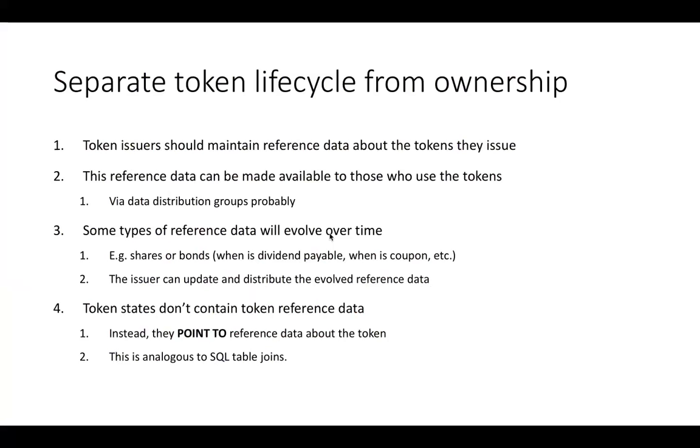So let's say we have a token type representing equity in a company, and that company then declares a dividend, pushes out that update to the token type via a data distribution group to everybody on the network. Then everybody that holds that token will be notified that there's a dividend. So how do they claim the dividend? Well, they can send their shares, their tokens, as a reference state back to the issuer, and then the issuer can tick off that a dividend has been paid in respect of those states, and then send some cash back to that party.